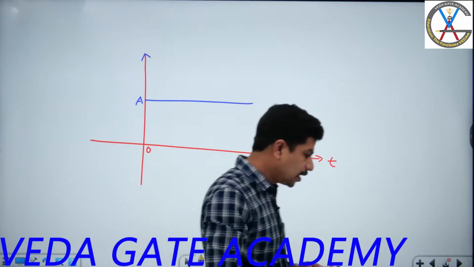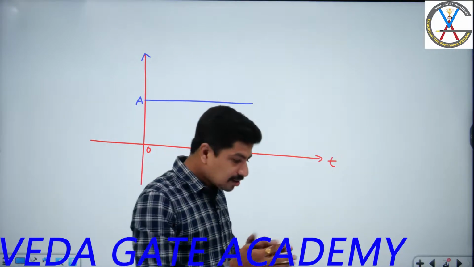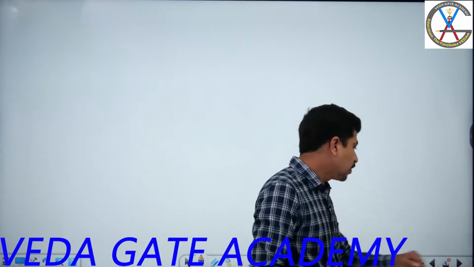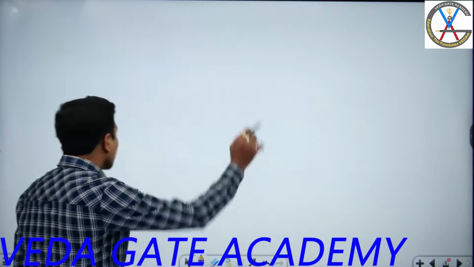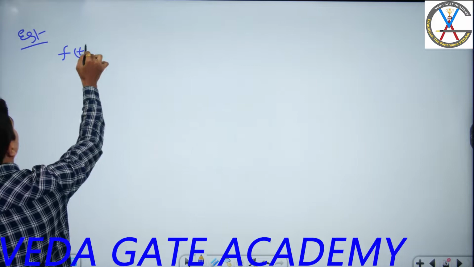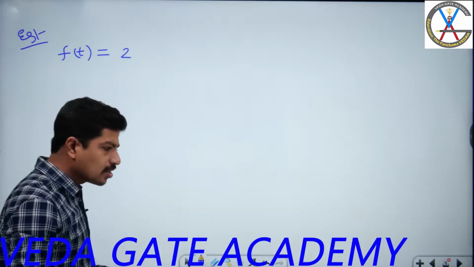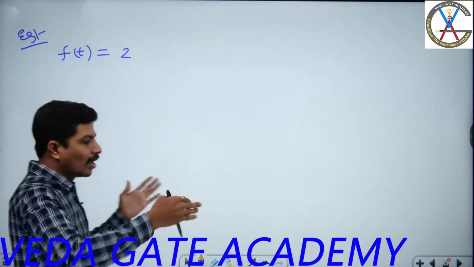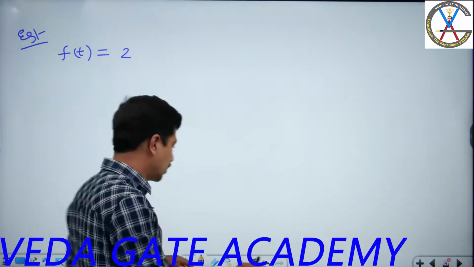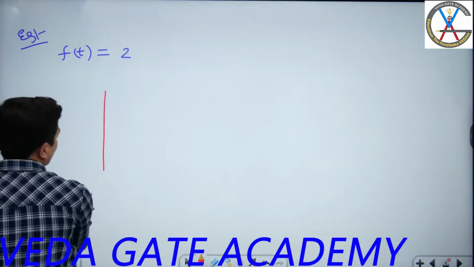Now, if you observe carefully, what is the difference between a DC signal and a step signal? This is a big confusing question for many of the students. Let's see the difference. If I ask you to draw f of t is equal to 2, and I did not mention where it exists or where it does not exist, by default we have to take that it exists everywhere. If we draw the graph of it, we are going to get like this.